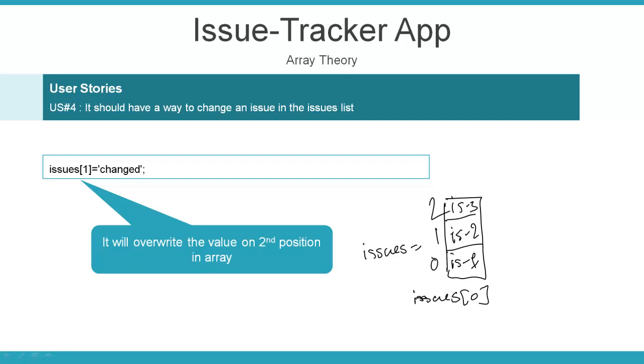If I want to change this particular value, if I want to change this location value, how will you change it? Again, it's very simple. You will say issues[1], and whatever value you want to provide, you will provide it using this way. So this changed value will be available over here. This is how you are going to change the value.